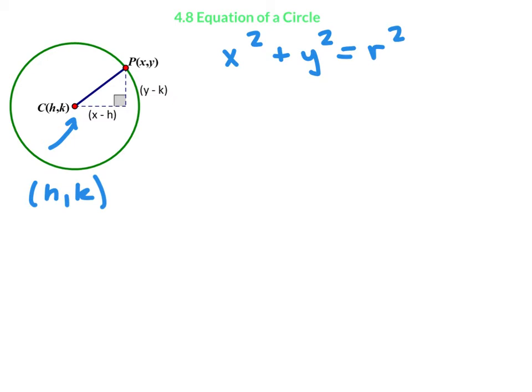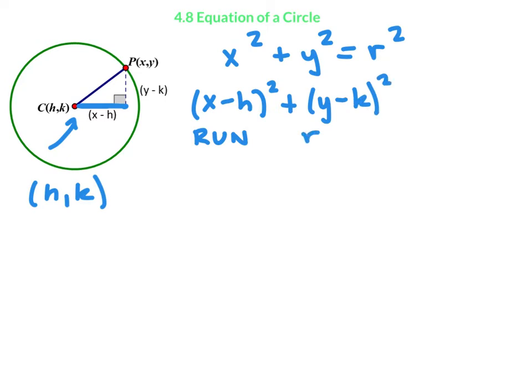So the run of this is right here, which would be the x value that we've added minus the initial h value. So it's x minus h squared. That would be our run. And then our rise would be y minus k squared. That would be our rise calculation, equals r squared.